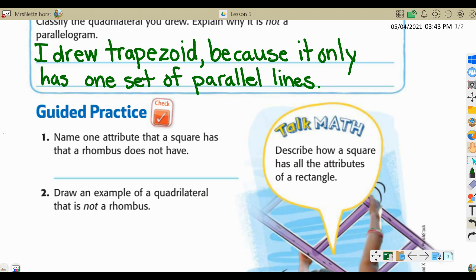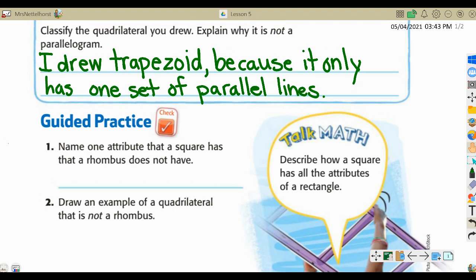Okay, one attribute that a square has that a rhombus does not have: a square has 4 right angles. Okay, if you said about the equal sides, they both have all 4 equal sides. And make sure you spell angles, not angels. If you put the E-L, then it's angels. It turns the G soft. So A-N-G-L-E-S is angles.